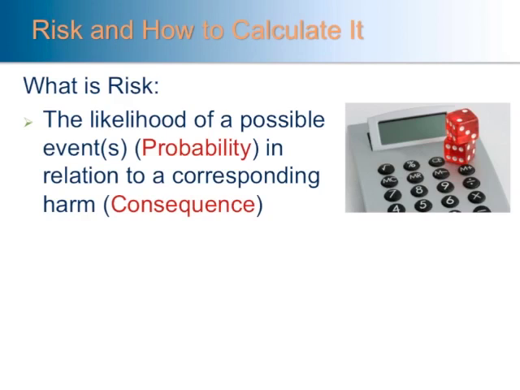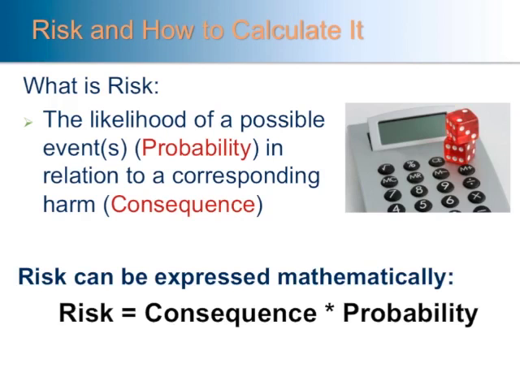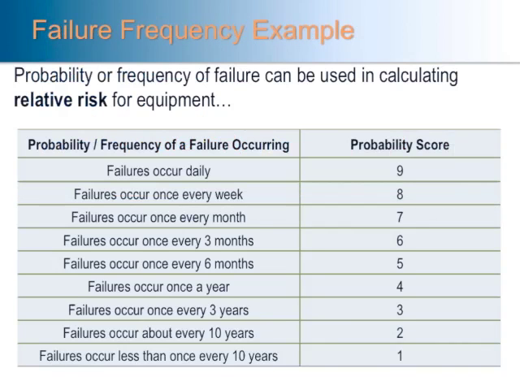Risk is a different thing. Risk is, in fact, a combination of the likelihood of an event in relation to its corresponding harm. Risk can be expressed mathematically as consequence times probability, so it's the product of the two. We spent a little bit of time earlier exploring the consequence side, or the criticality side, of the equation. Now, in this case, we're looking at that same failure event, and we're going to try to understand how often it occurs. We would develop a quick table with some qualitative references and derive those into a numeric value.